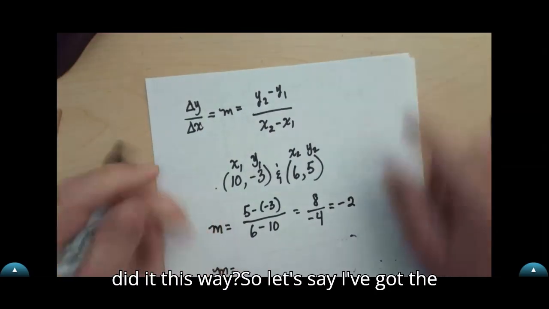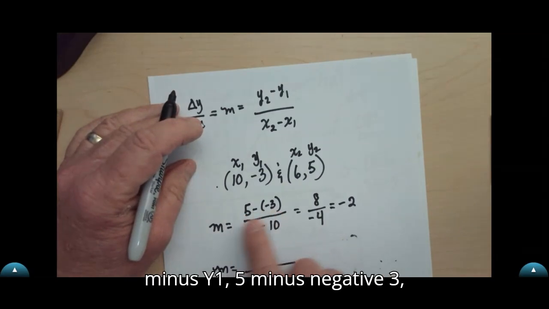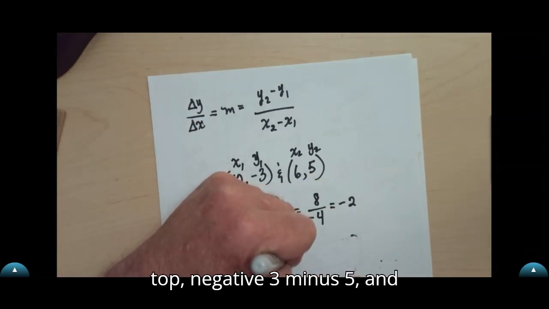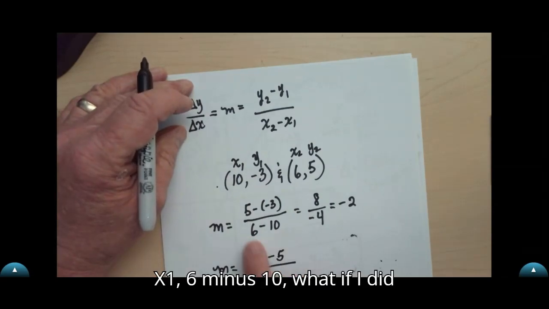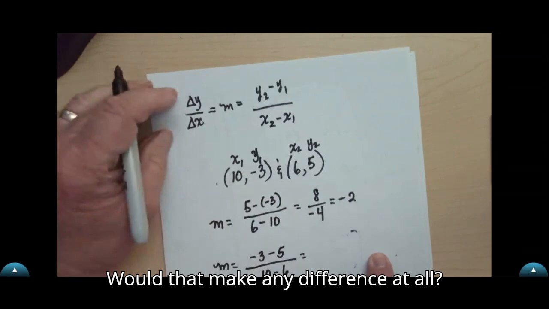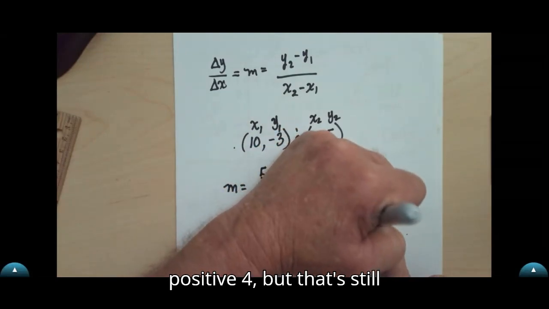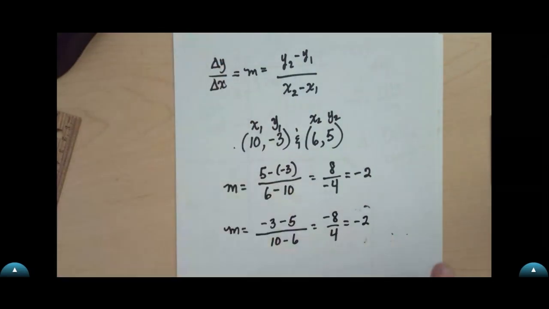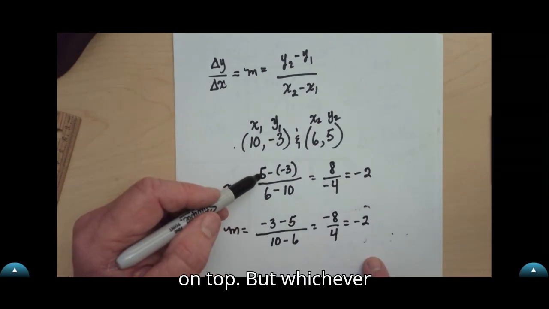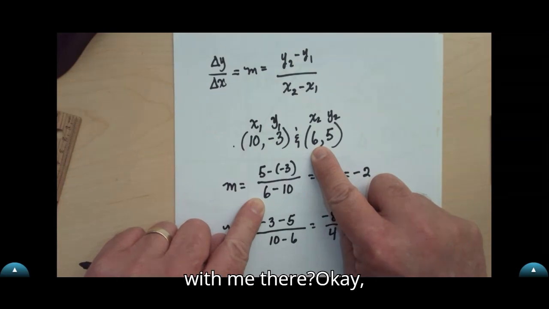Like, what if I did it this way? So let's say I've got this same problem, but what if I reversed all that? And what if I did, instead of y2 minus y1, 5 minus -3, what if I do y1 minus y2 on top, -3 minus 5? And instead of doing x2 minus x1, 6 minus 10, what if I did x1 minus x2, 10 minus 6? Would that make any difference at all? Nope. I'm going to get -8 over +4, but that's still -2. Do y'all see that? So it makes sense that it doesn't really matter which y coordinate you write first on top. But whichever y coordinate you put first on top, you have to have its corresponding x coordinate first on bottom. Everybody with me there?